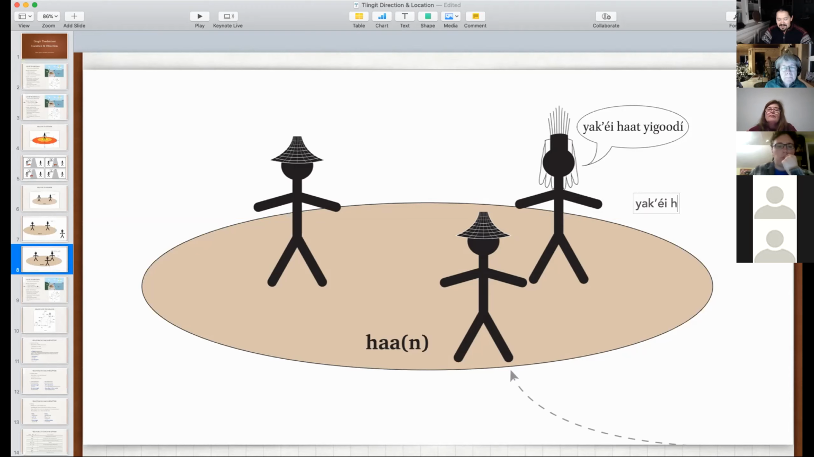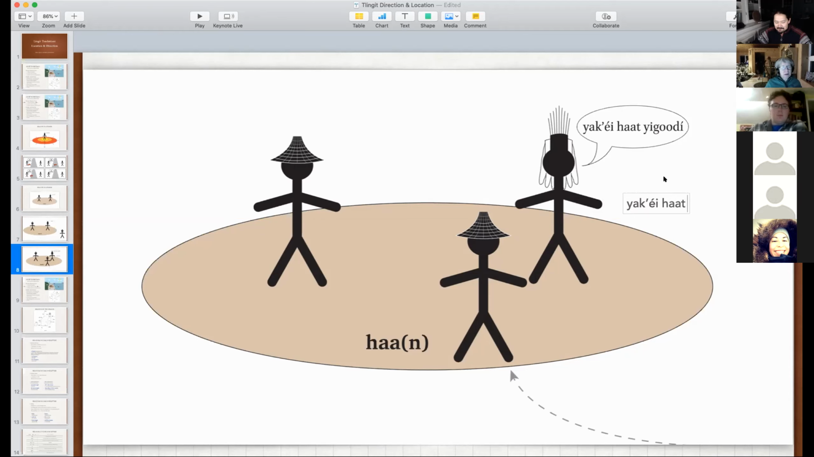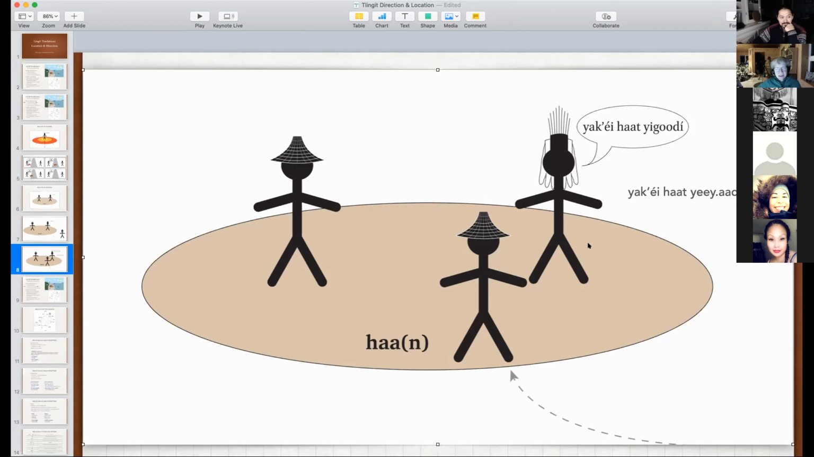What would you say if there was more than one person? Anybody? Yeah. So this is what that one would look like. If it was more than one person, Yake hat adi.